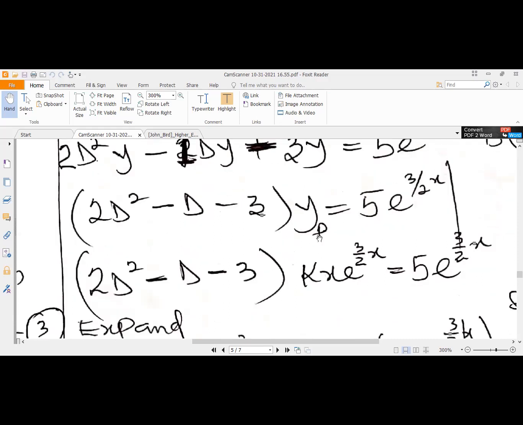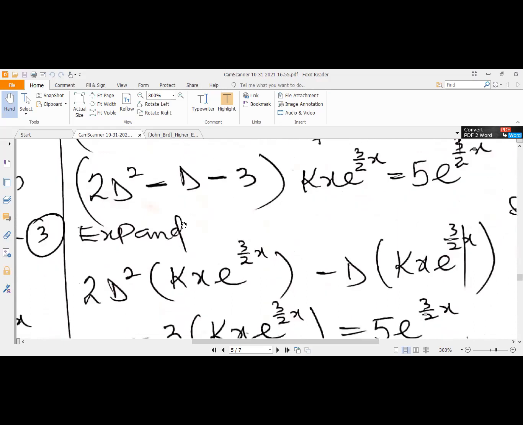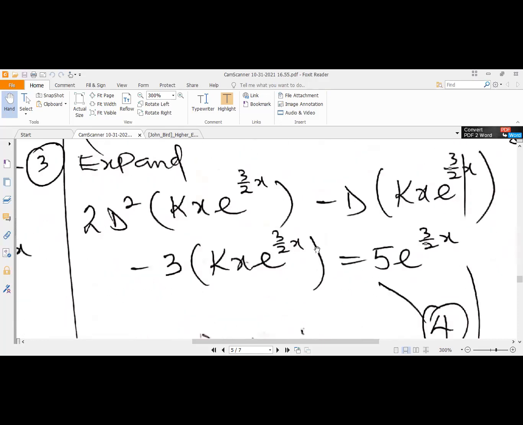So what is the next thing now is that I will return my y of p. You know that my y of p is what? Is kx exponential 3/2x. So it's equal to this. Now, look at the next thing now. You know, the next thing now is to expand this. And if I'm to expand this, what I will have will now be 2d squared multiplied by what? kx exponential 3/2x. So what does it mean? That I will need to differentiate this one twice. Then I will multiply 2 by it. Then for this one, I will need to differentiate it once. Then I will multiply it by -1. And for this one, I will only leave it as it were. So I will have this.